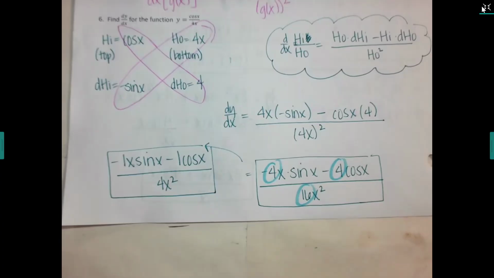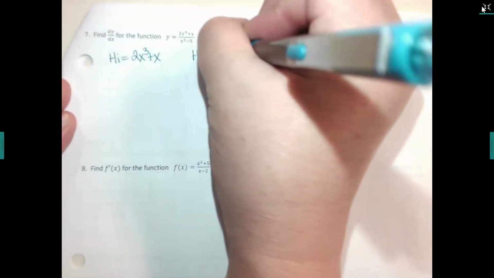Okay? All right, you're doing great. We're on number 7. Write down your high and your ho. Remember, high is the top, ho is the bottom. So for my top, it's 2x cubed plus x. And on the bottom, it's x squared minus 5.